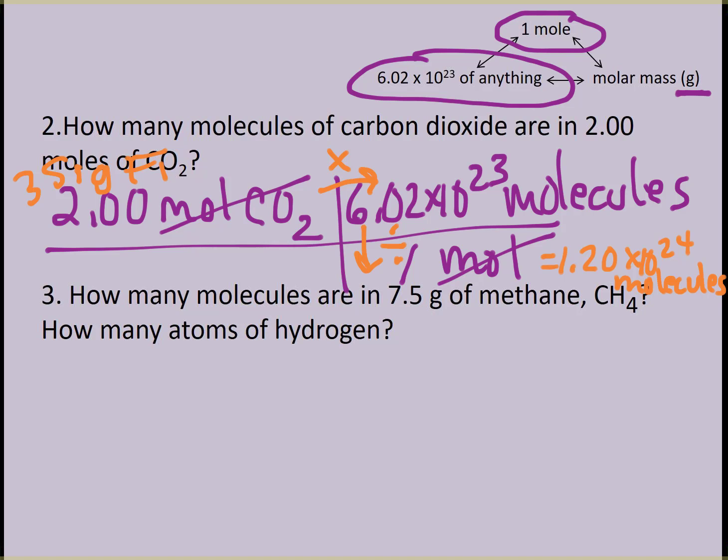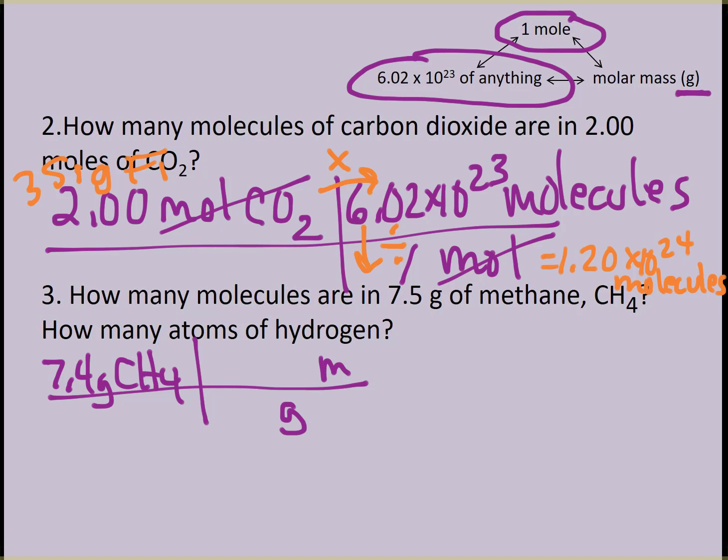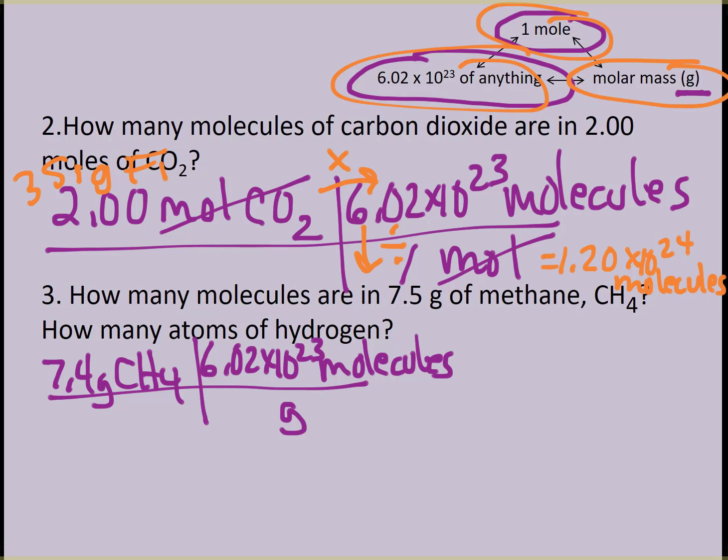How many molecules are in 7.5 grams of methane? And I want to change to molecules. So I'm going to cancel grams and I'm going to change it to molecules. Molecules are not grams or moles. So that's Avogadro's number. That's the anything. And I have to figure out how many grams are in my Avogadro's number worth of molecules? Well, look at my triangle. The molar mass from the periodic table is equal to 1 mole, which is equal to Avogadro's number. All those are equal to each other. And I'm really just working with these two, okay?